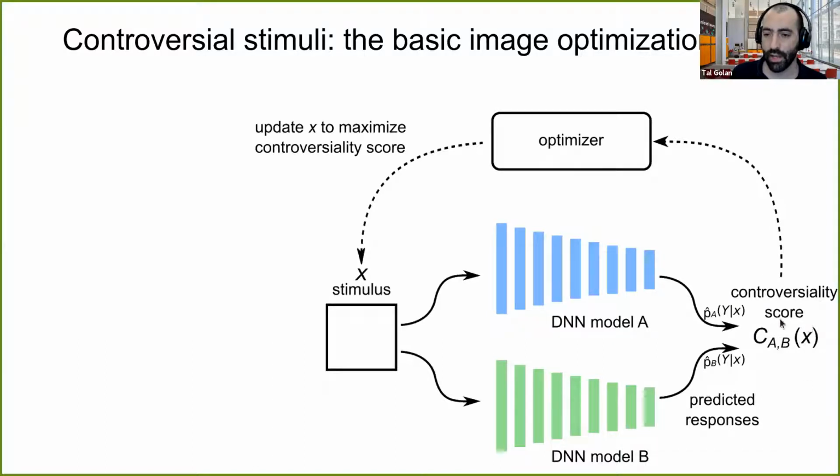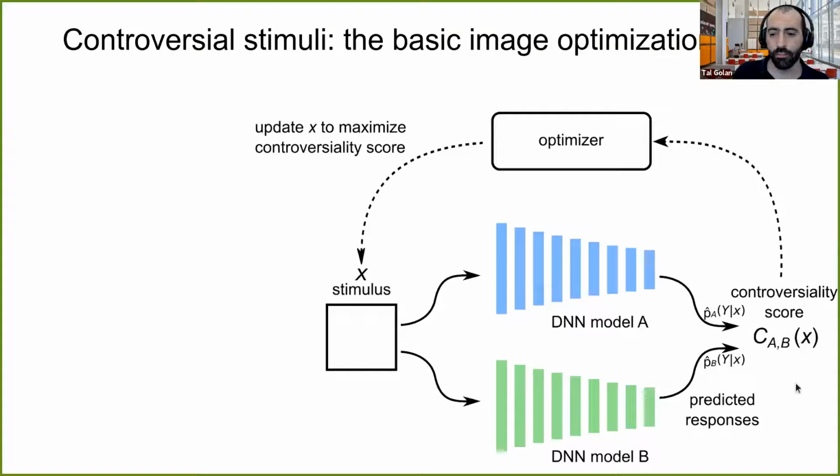We calculate a controversiality score, which is a function that should be high when the 2 models disagree. For example, if these are 2 object classifiers, if they see distinct categories with high confidence, then the controversiality score should be high. And as Niko mentioned, in our studies, we use the heuristic approach in which we chose 2 categories at a time and calculated this controversiality score with respect to these categories. So once we have this score, we can use an optimization algorithm to change the pixels of the stimulus to increase its controversiality.